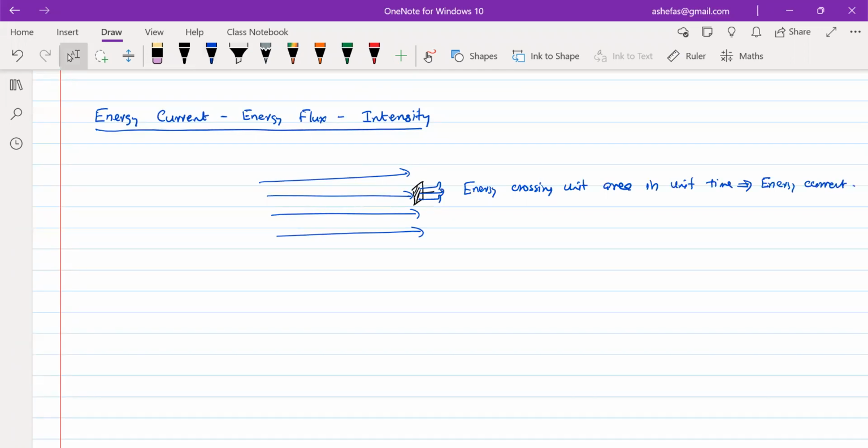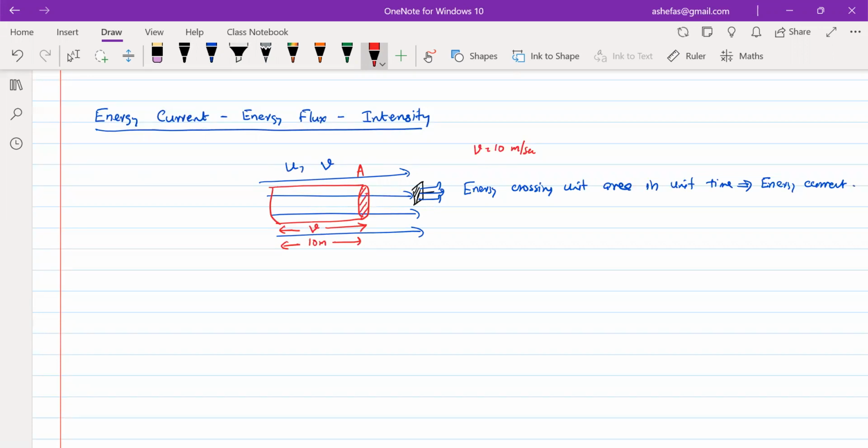Consider this wave propagating with speed v, and it has some energy density u. We can consider a cylinder which has some area A and a length numerically equal to the speed. Suppose the speed is 10 meters per second; I am going to take this length as 10 meters.